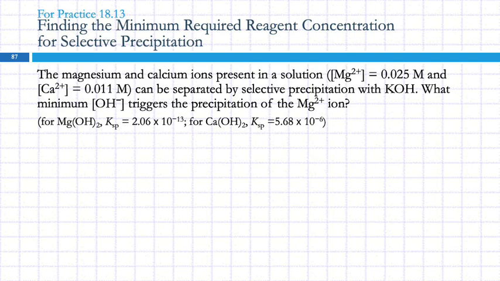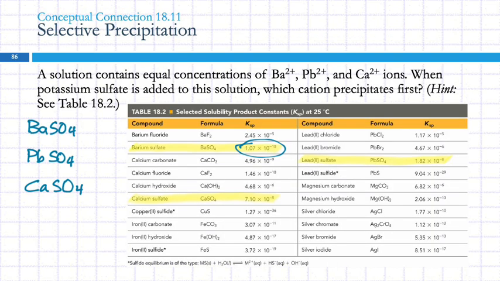Yeah? Why would we do it? Yeah. Well, what was the question? Well, the question is which cation will precipitate first. So it'll be the barium. And then I just added a whole bunch of stuff.